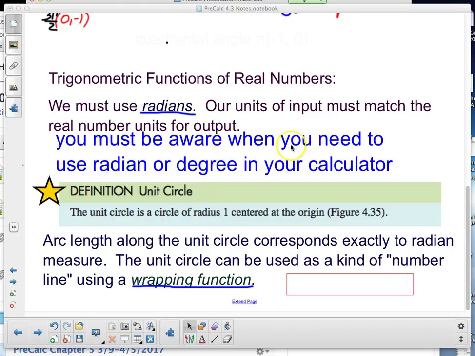Now, we're going to talk about the definition of the unit circle. The unit circle is a circle of radius 1 centered at the origin. Now, I've been alluding to this quite a bit, and there's a couple things I want to go through. So arc length along the unit circle corresponds exactly to radian measure. The unit circle can be used as a kind of number line using a wrapping function.